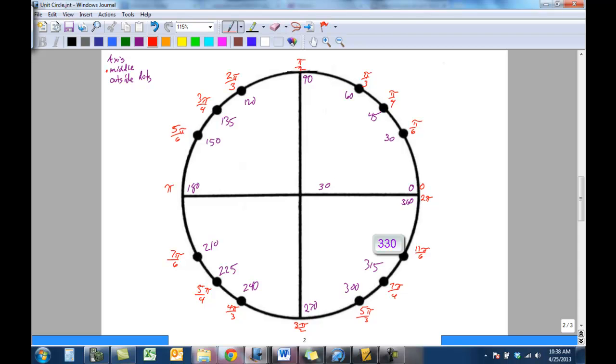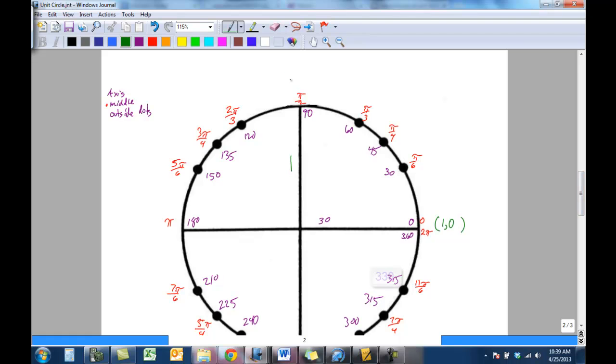Okay, so the next thing we're going to talk about are the coordinates of all of these points. Now, again, we're going to start with the axes. What are the coordinates of this point right here? Now, this is the unit circle, and if you recall, the unit circle has a radius of 1. So that means it goes 1 this way, 0 up or down, so this is the point 1, 0.